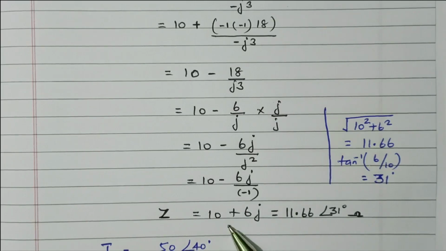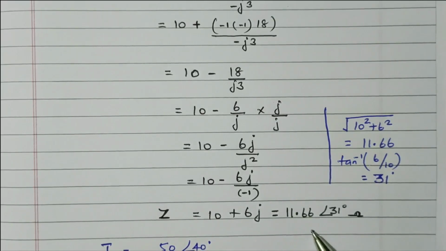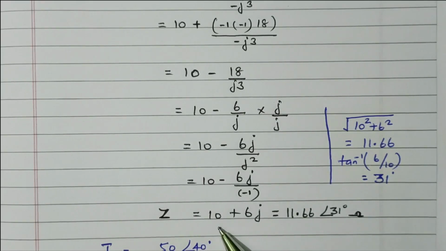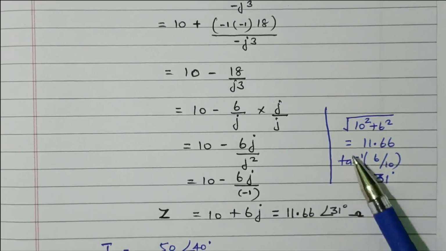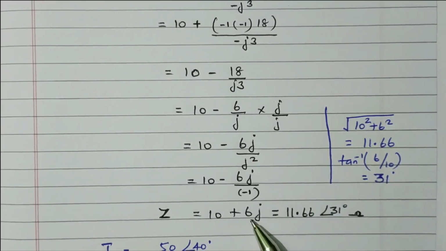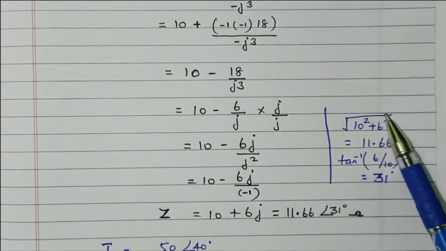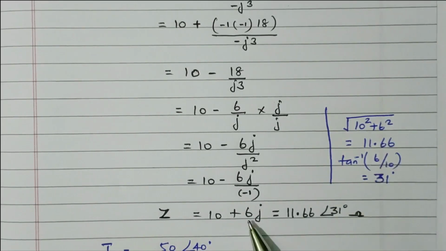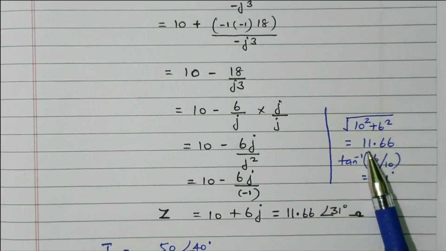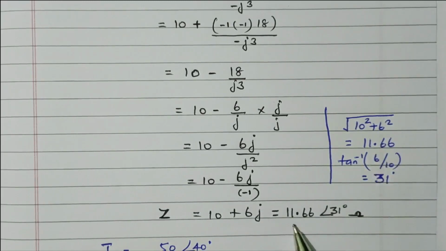This is in rectangular form. It's been converted into polar form. For division and multiplication we need polar form. For addition and subtraction we can use the rectangular form. How to convert rectangular to polar? This is magnitude and this is angle. The magnitude is nothing but square root of 10 square plus 6 square. Real term square plus imaginary term square, then we will take the square root. That is the formula. Real term 10, imaginary term 6. So that is 11.66. The magnitude is 11.66.